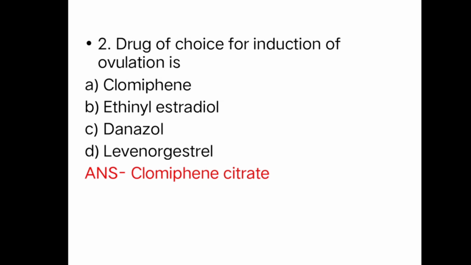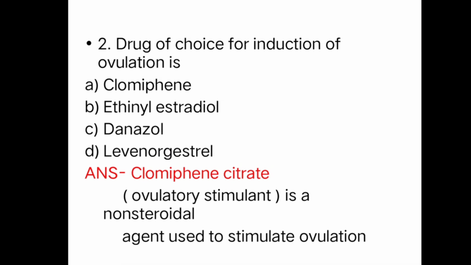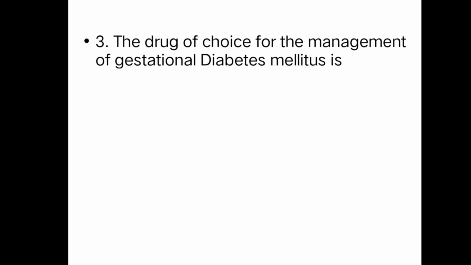Whereas the other option, ethinyl estradiol, is a contraceptive. It prevents ovulation. Option C, danazol, is an androgenic hormone, and option D is again a contraceptive. So the remaining 3 options are not the drug of choice for induction of ovulation, whereas clomiphene citrate is an ovulatory stimulant and it is non-steroidal. It is also a very direct question. Sometimes in the examinations, they will ask very direct questions, so that you can answer very wisely by knowing the answer.